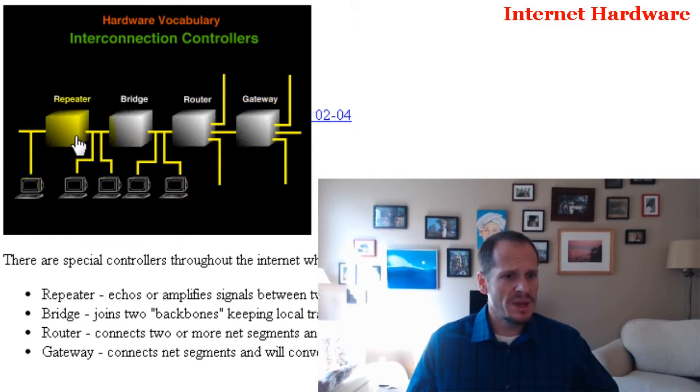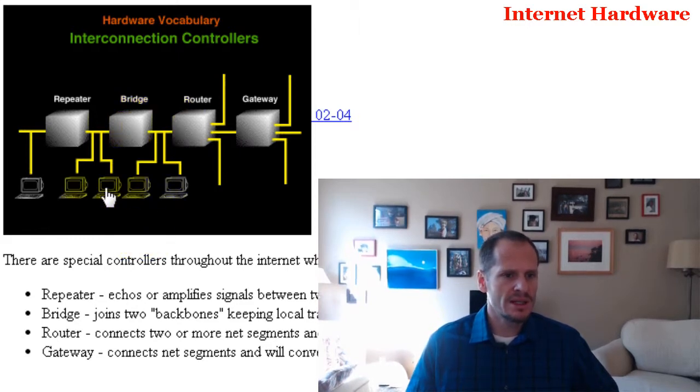A repeater will repeat a signal. If you're having to go a long distance, the repeater will be put in between to make sure the signal sustains itself over the full length. So a repeater repeats a signal. A bridge allows you to connect various locations. A bridge bridges two networks.